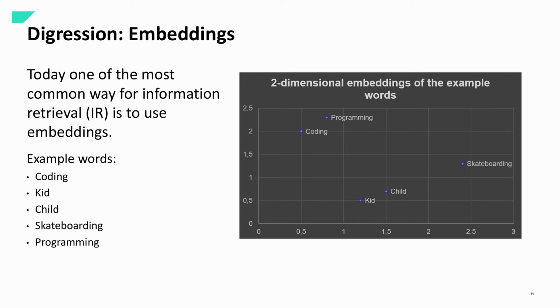Here you can easily see that program and coding have a relation. That's why in the coordinate system they are close to each other. Kid and child as well. A child is often a kid, or at least at a given time. And that's why they are really, really close to each other here. And skateboarding is a word which is not in the close area of coding, programming, kid or child.